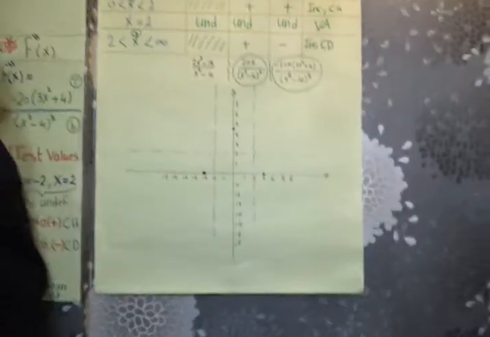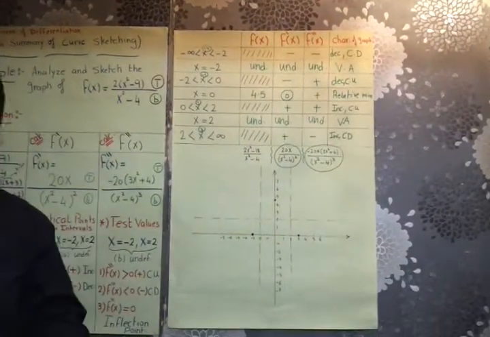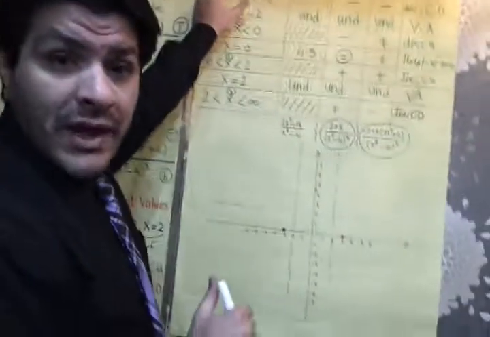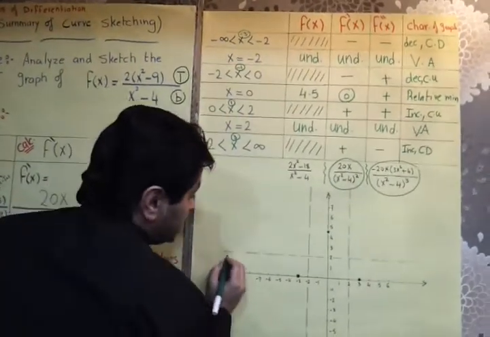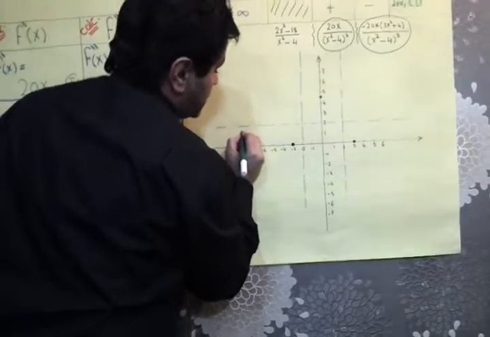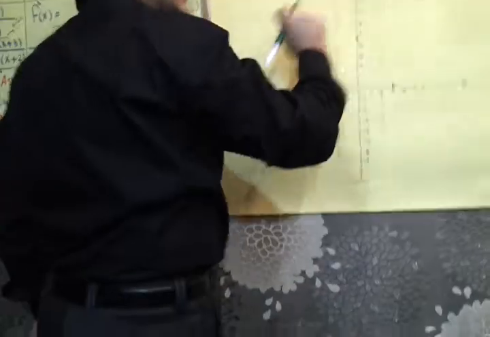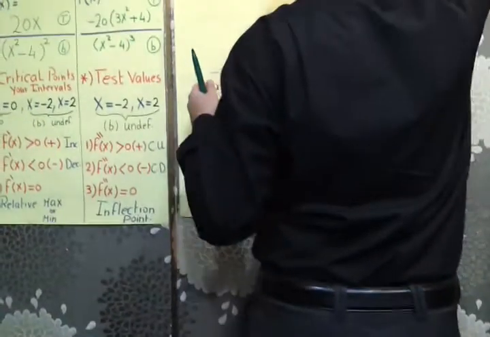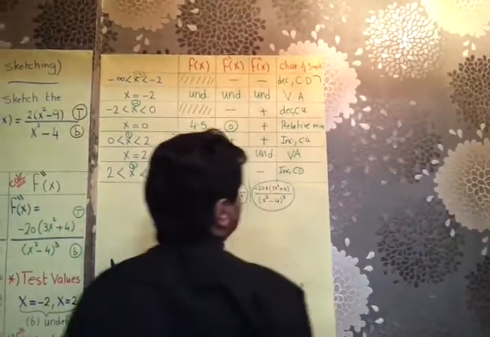Right now we can graph, right? You have a table right now and you have to graph it. Starting with the first interval, from negative infinity to negative 2, we're going to graph our plot here. It is concave down and decreasing, so the function is going to decrease and be concave down. Concave down, the graph should be like this. This is the meaning of concave down.